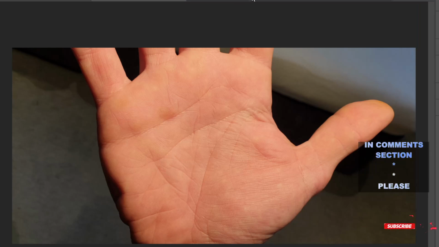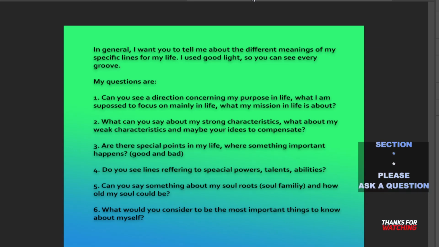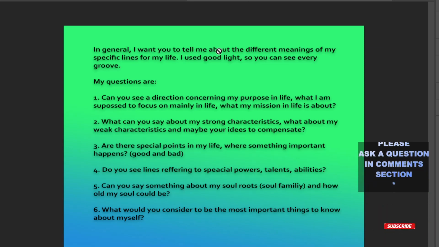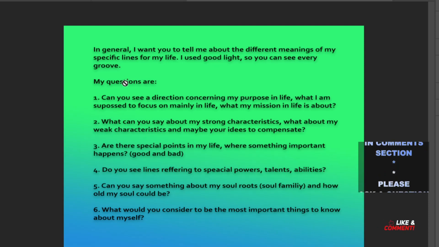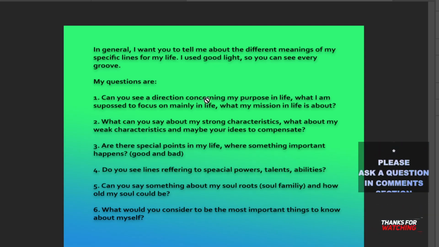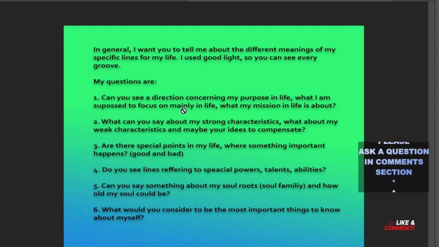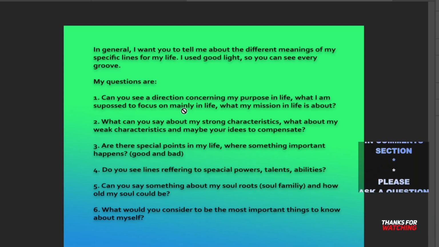Now we head straight away to this particular hand image that we have in front of us. The person has also put down a few questions. The person wanted to know, I want you to tell about the different meaning of different lines in the palm. And the questions are, can you see a direction concerning my purpose in life, what I'm supposed to focus on mainly in life, what my mission is in life, and what it is all about.